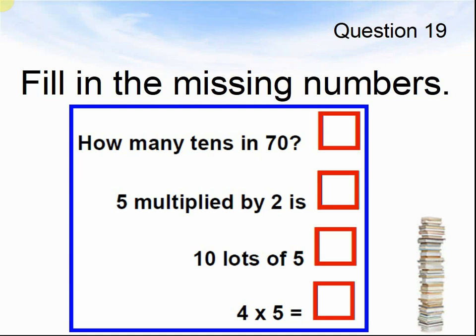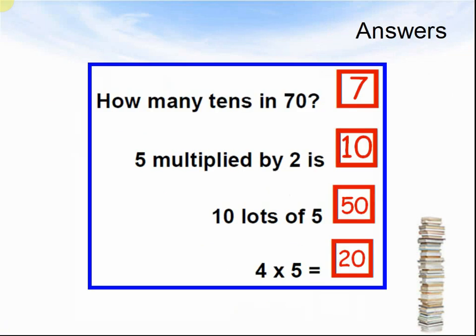Here come the answers. The answers are here. There are 7 10s in 70. 5 multiplied by 2 is 10. 10 lots of 5 is 50. 4 times 5 is 20. Let's look at the next question.